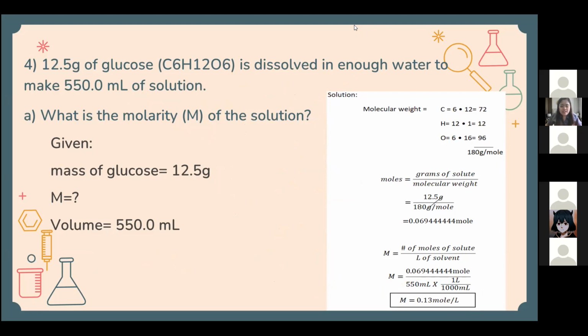Okay? Anything else? Any concern about number 4, letter A? None? Okay, let us continue.